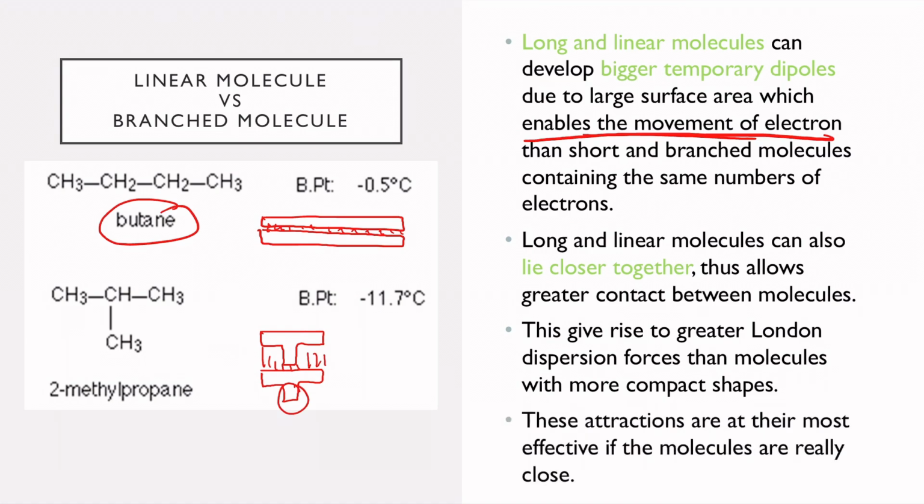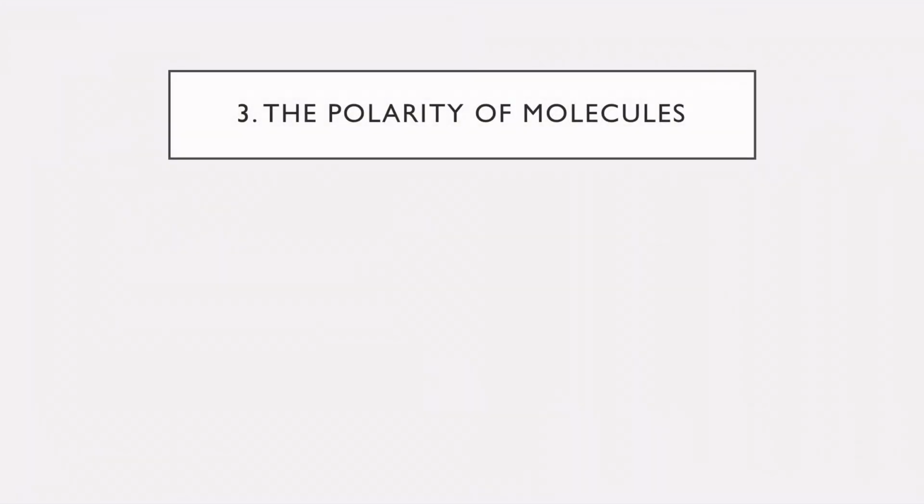So these attractions are at their most effective if the molecules are really close. Therefore, butane has a higher boiling point than 2-methylpropane. Okay. So remember, linear molecule versus branch molecule. Linear molecule will have stronger van der Waals forces, such as London dispersion forces, than a branch molecule, right? So next we're going to look at the polarity of molecules.